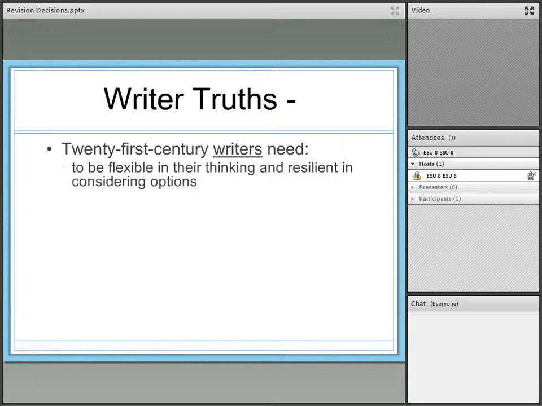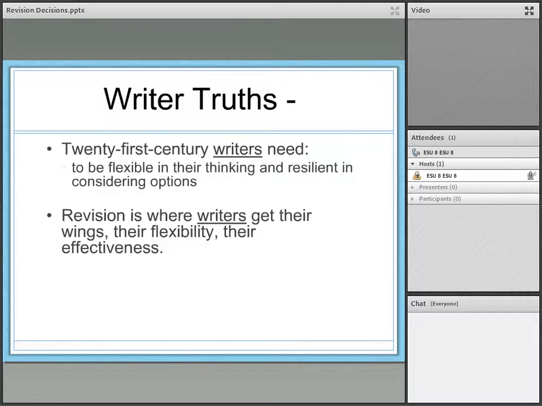There are some writing truths that we need to talk about today, too. I know we talk about 21st century learners and such, but we also must consider 21st century writers and what they need. Above all, they need to be flexible in their thinking and resilient in considering options. Flexibility in thinking means that they have to be broader in their thinking, and resilient means that maybe they might have to try this more than one time, and when they look at the options as to where a story or a piece can go.